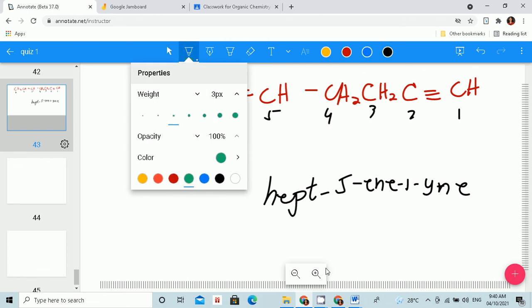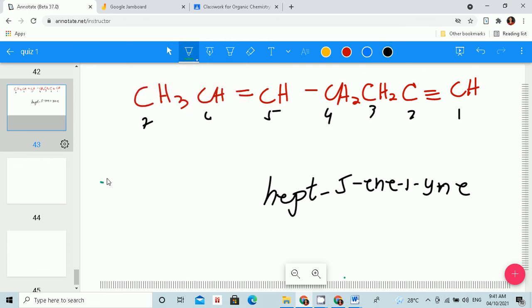Then for our line structure, so we have 1, 2, 3, 1, 2, 3, 4, 5, 6, 7. Okay, and then we have a triple bond 1, 2, and then in the fifth carbon 1, 2, 3, 4, 5, a double bond. Okay, so this is our line structure.